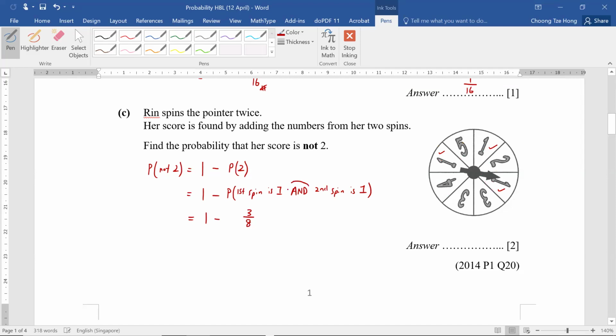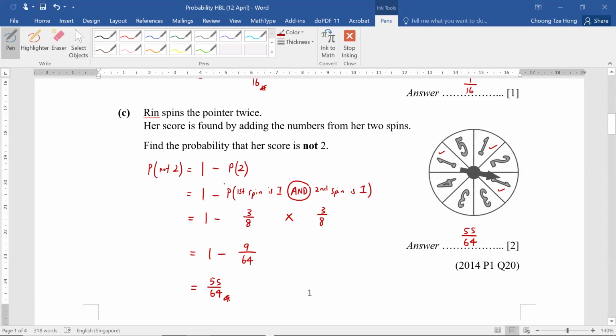Okay, again, this is an AND case. Whenever you see an AND case, it means it's a times, alright? The probability of the second spin is 1 will again be 3 over 8. So from here, we will be able to calculate. So 1 minus 3 over 8 times 3 over 8, you will get 9 over 64. Right, so 1 whole minus 9 over 64, you're going to get 55 over 64. Okay, so the answer for this part C is going to be 55 over 64.